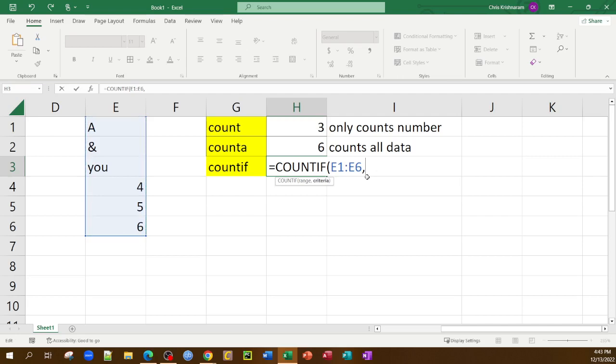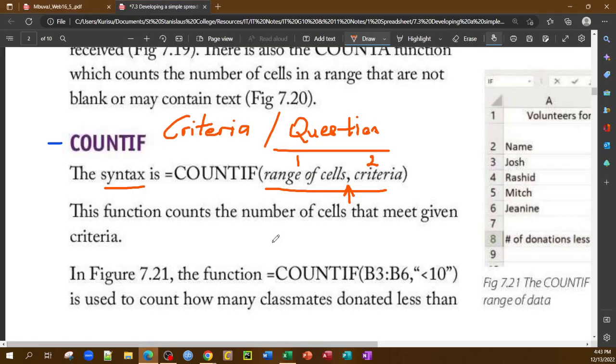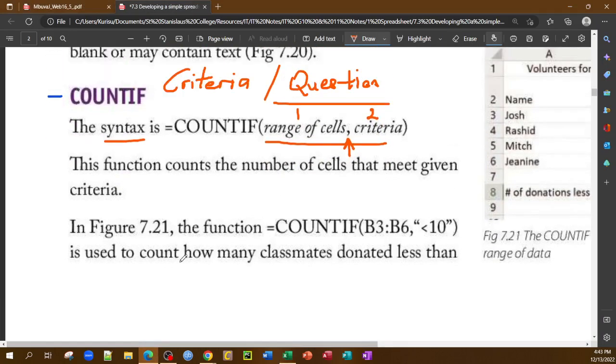And then after the comma, in double quotation marks, I need to put my criteria. I need to put my question. So the questions are usually the same operators, the logic operators that we know about. So more than, less than, equal to, more than or equal to, less than or equal to. Those are examples of questions that we can ask.